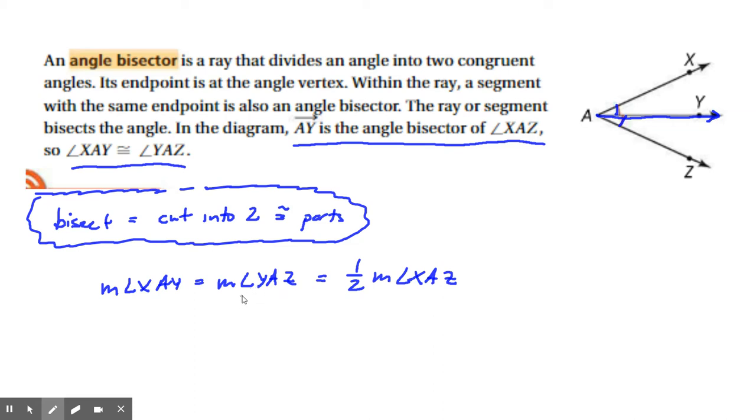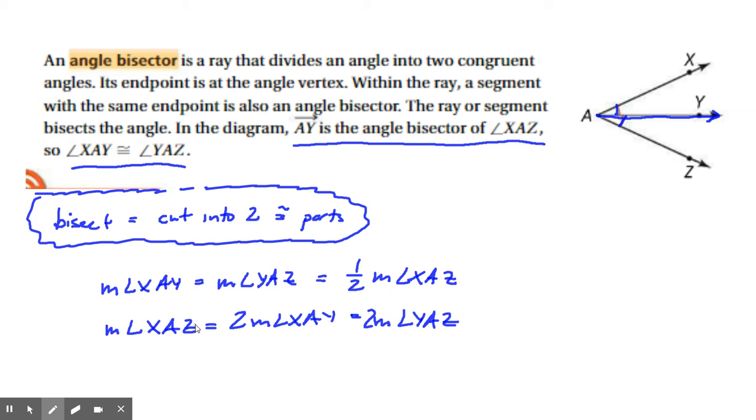Similarly, the measure of the large angle, angle XAZ, is going to be 2 times each of those smaller angles. It'll be 2 times the measure of angle XAY, and it'll also be 2 times the measure of angle YAZ. So again, just a lot of relationships here coming off of an angle bisector.